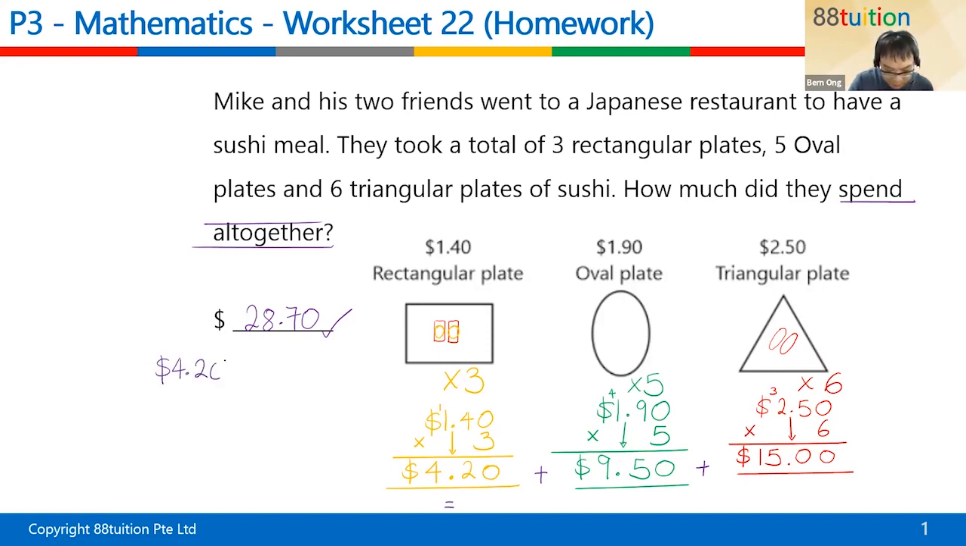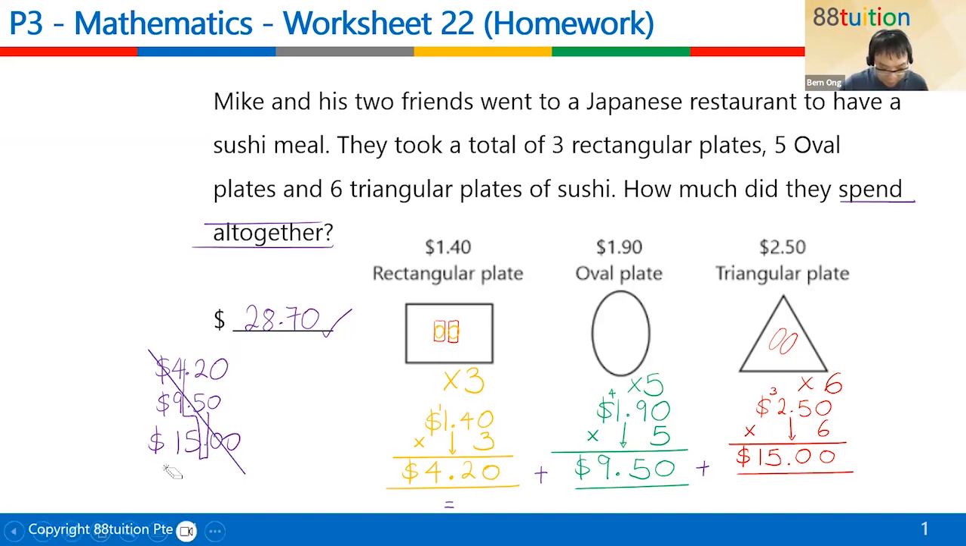So $4.20 plus what? $9.50 plus $15. The $15, can you see, can we put it like this? Cannot. How come? Because the decimal look not in line. Correct. You are right. So don't put it like that. The decimal must be in line. Can you see or not?